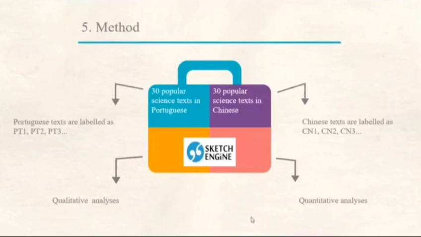markers. We have integrated both qualitative and quantitative analyses to provide a more comprehensive approach to data examination. To identify the texts in the analysis, numbers are used to present and distinguish the text. For example, Portuguese texts are labeled as PT1, PT2, PT3, and Chinese texts are labeled as CH1, CH2, CH3, and so forth.